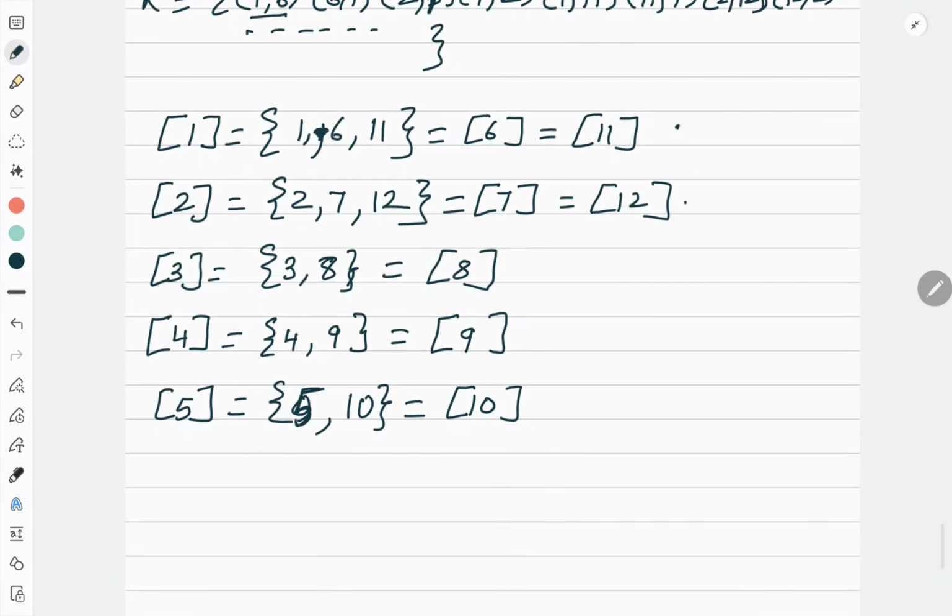So what is a partition? A partition is the union of all the equivalence classes which are disjoint. So I can write it like this.